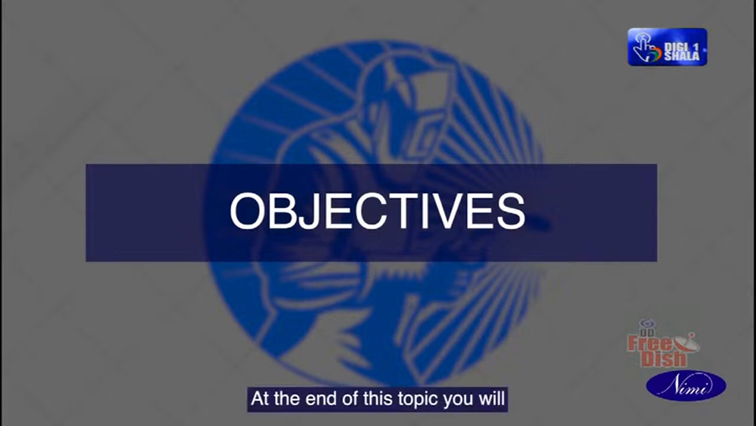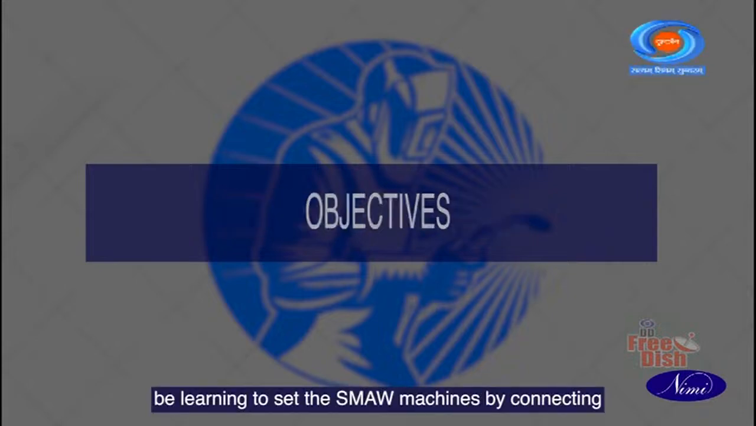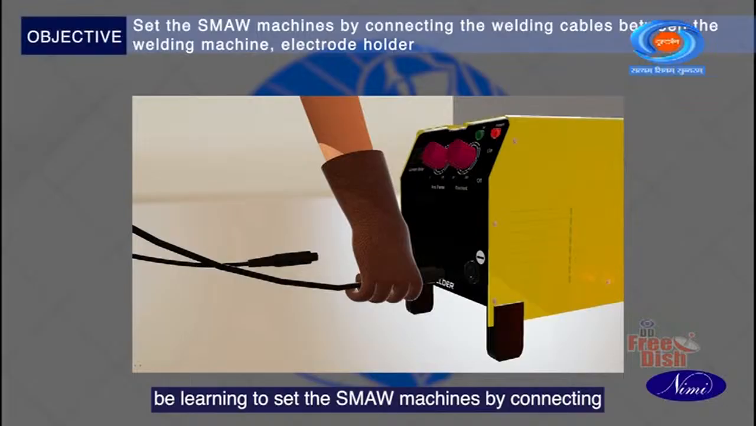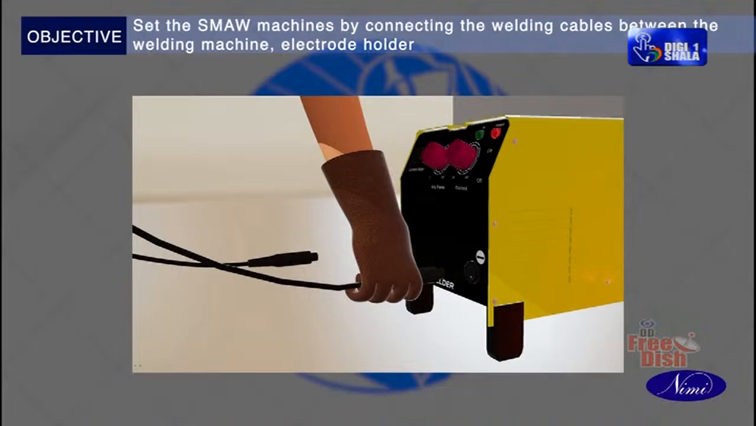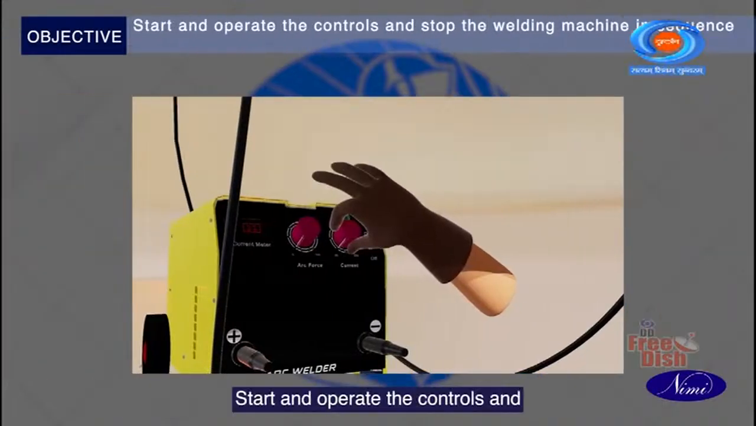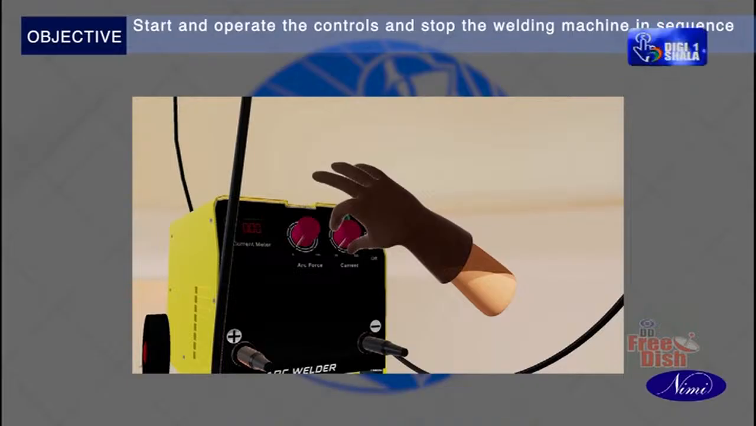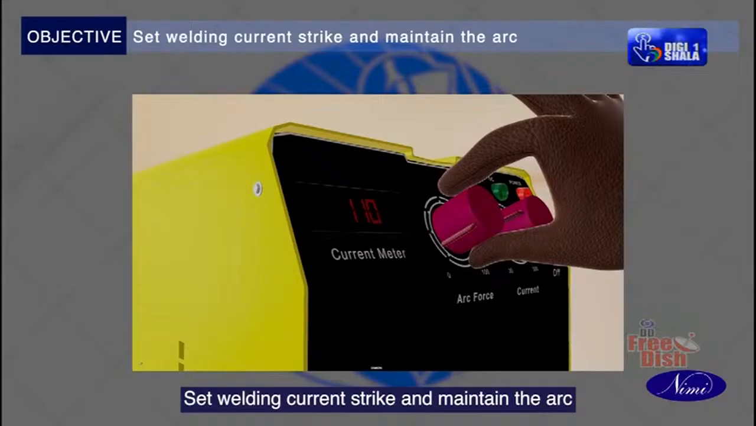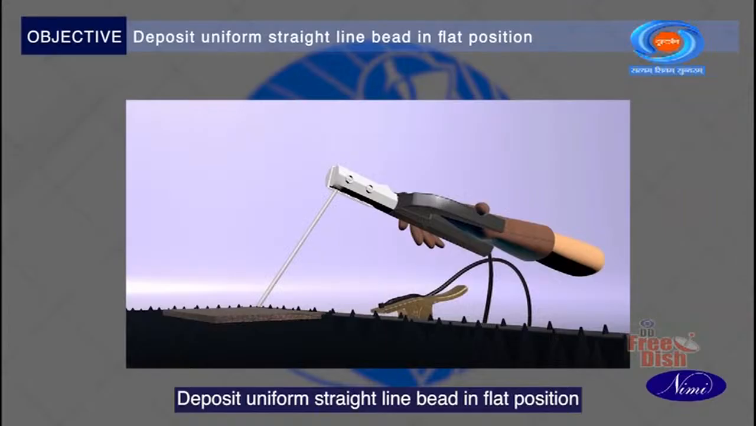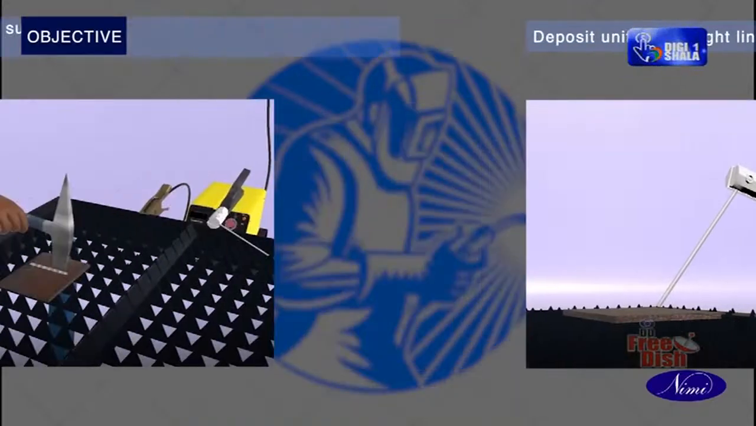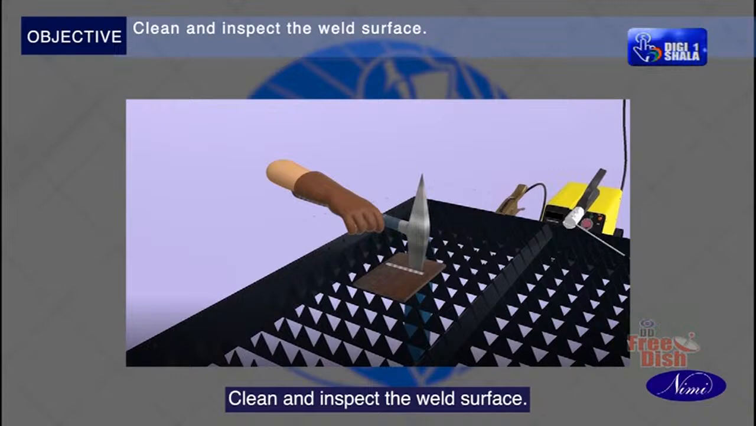At the end of this topic, you will be learning to set the SMAW machines by connecting the welding cables between the welding machine and electrode holder. Start and operate the controls and stop the welding machine in sequence. Set welding current, strike and maintain the arc. Deposit uniform straight line bead in flat position. Clean and inspect the weld surface.